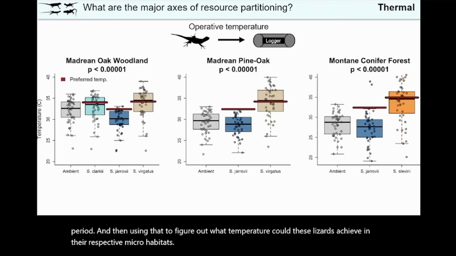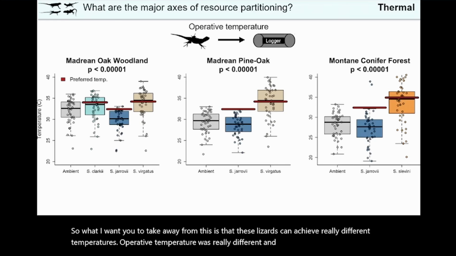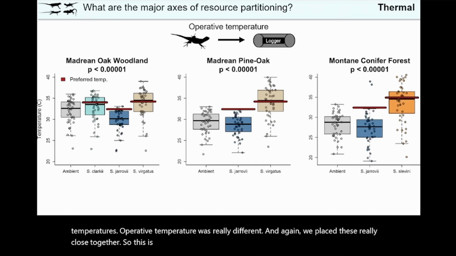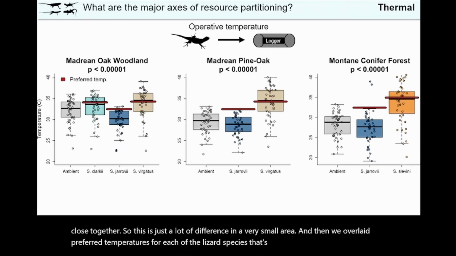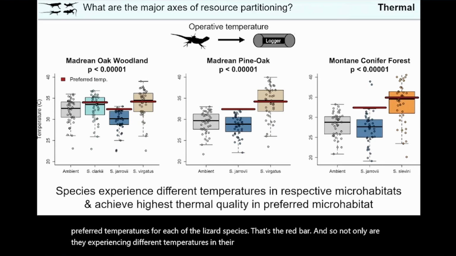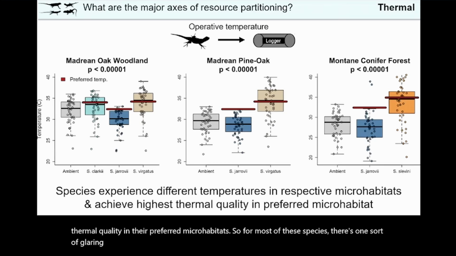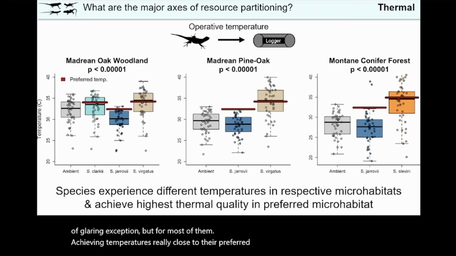What I want you to take away from this is that these lizards can achieve really different temperatures. Operative temperature was really different. And again, we placed these really close together, so this is a lot of difference in a very small area. Then we overlaid preferred temperatures for each of the lizard species. That's the red bar. Not only are they experiencing different temperatures in their microhabitats, but they're achieving high thermal quality in their preferred microhabitats. For most of these species, there's one glaring exception, but for most of them, they're achieving temperatures really close to their preferred temperature in their respective microhabitat.